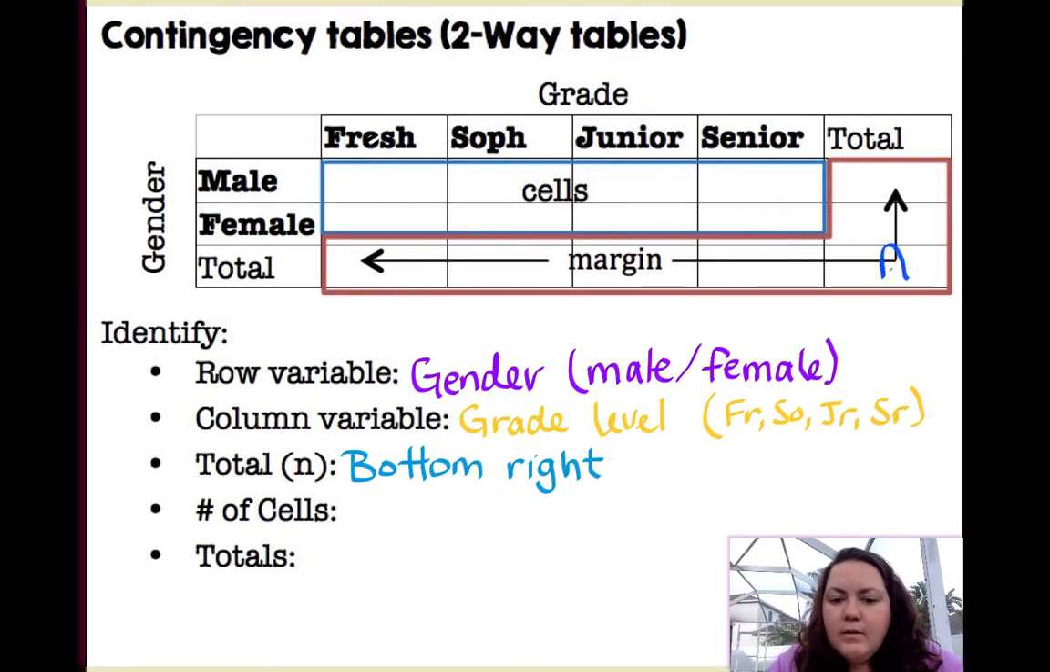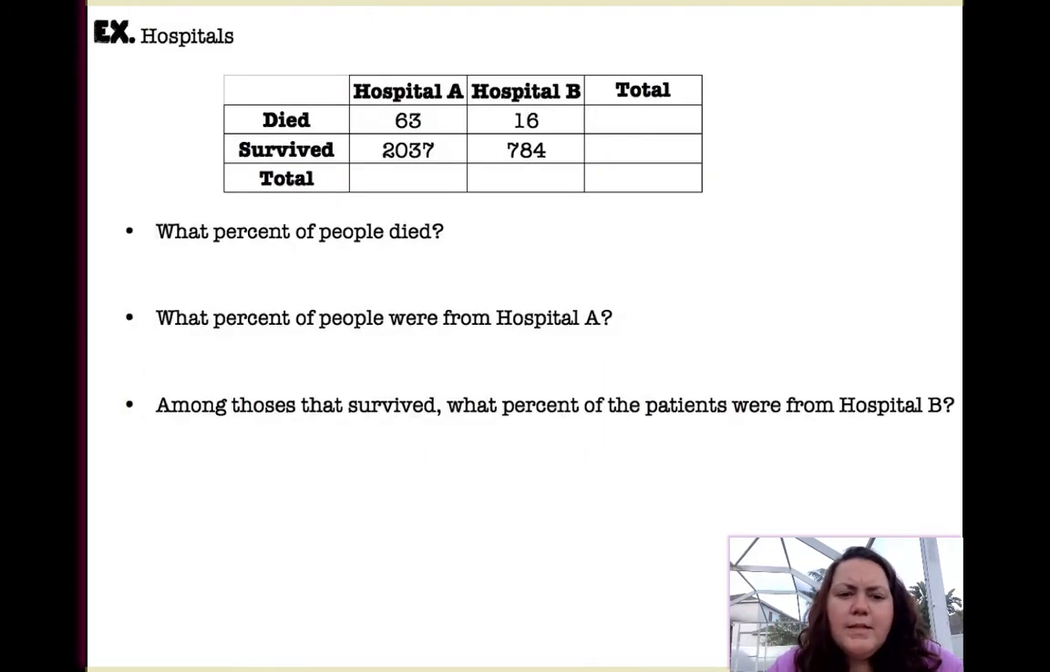And the number of cells would be 8. You do not count the little boxes that make up the total columns or the margins. The totals are found in the margins, which are the outside, all the way to the right and all the way on the bottom. All right, let's look at an example using those two-way tables.